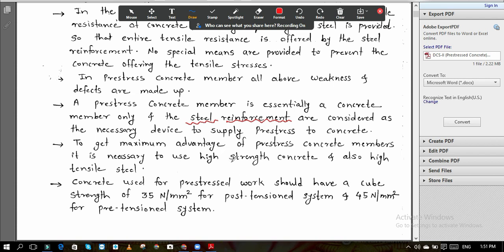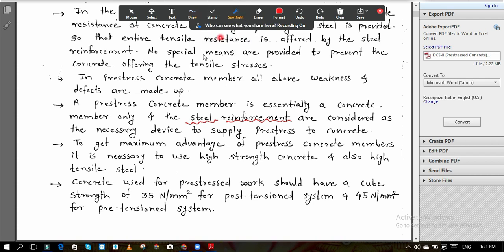मतलब यहाँ पे क्या हो रहा है कि हम डायरेक्टली कंक्रीट पे अप्लाई नहीं करते प्रिस्ट्रेसिंग फोर्स. What we do, we apply the pre-stressing force to the steel only, and then due to the bonding action between concrete and steel, it will automatically get passed to the concrete. This is what is happening in a pre-stressed concrete member.